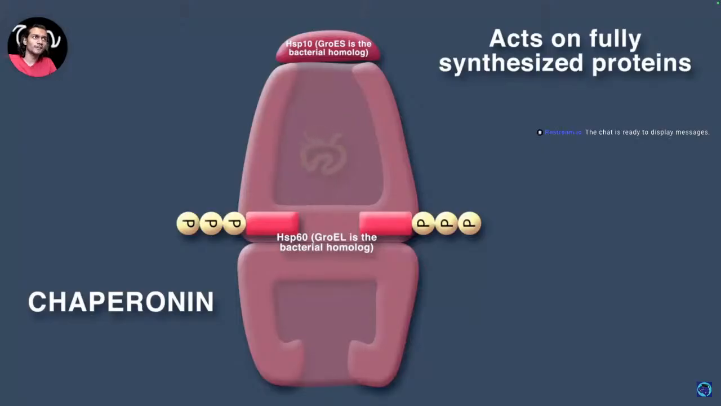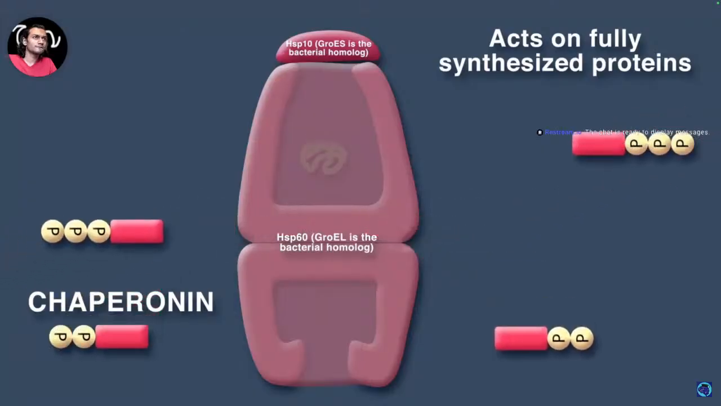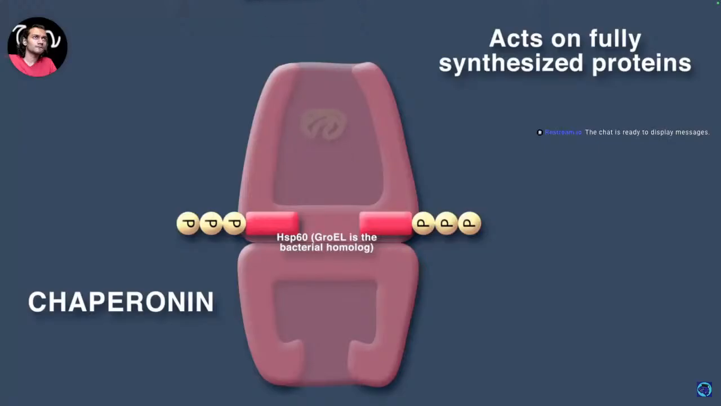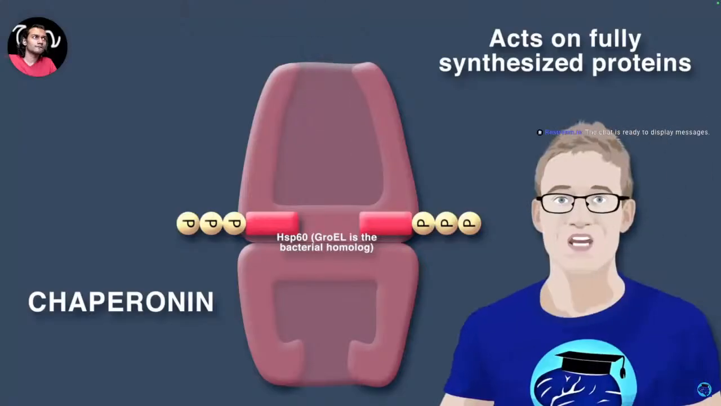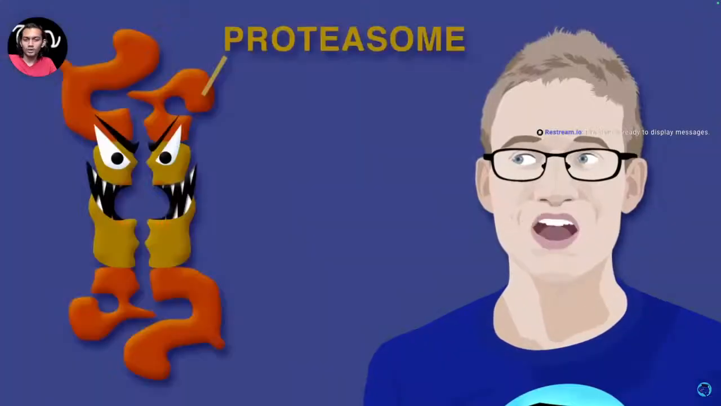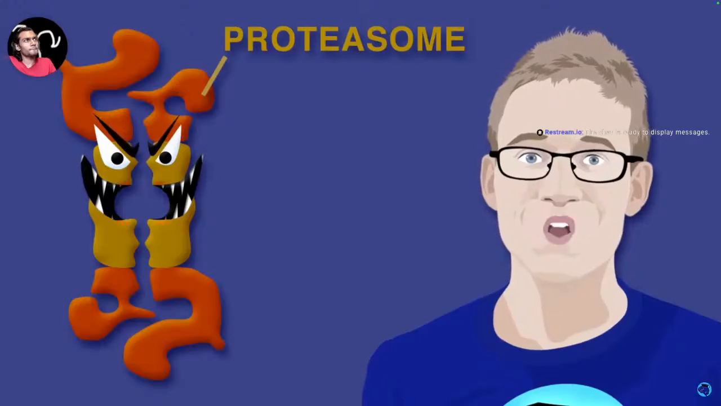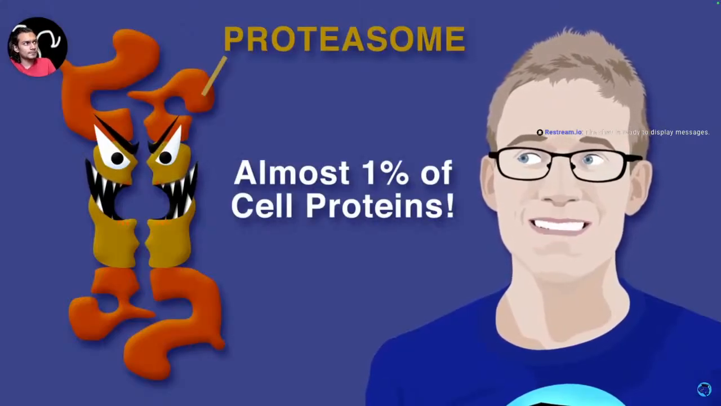Fifteen seconds after ATP binds to the HSP60, it hydrolyzes, weakening the complex. The binding of another ATP molecule makes the protein leave. If the protein is still not folded correctly, it can repeat the cycle. Proteasomes are so important that they constitute almost 1% of cell proteins.